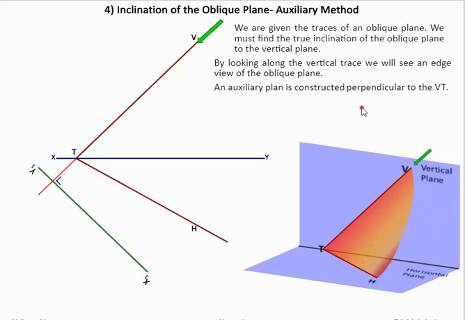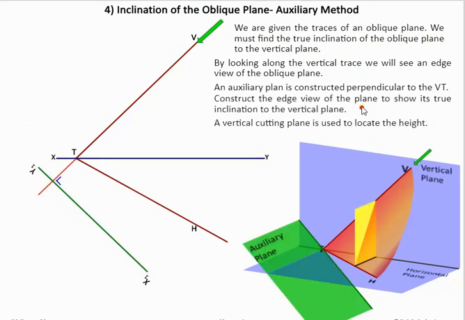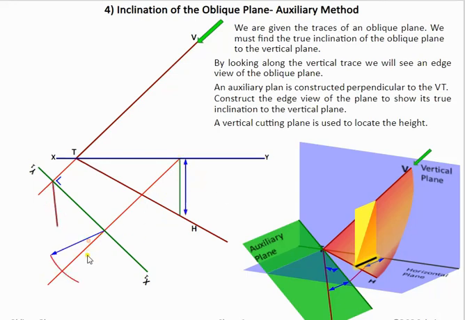So again, setting up our XY lines, setting up our auxiliary plane, and then taking a width line this time. So we establish a width line here, and again from the XY line bring it down, and then we take this width here, mark it in our auxiliary, and this here is the true angle in which the oblique plane makes with the vertical plane.